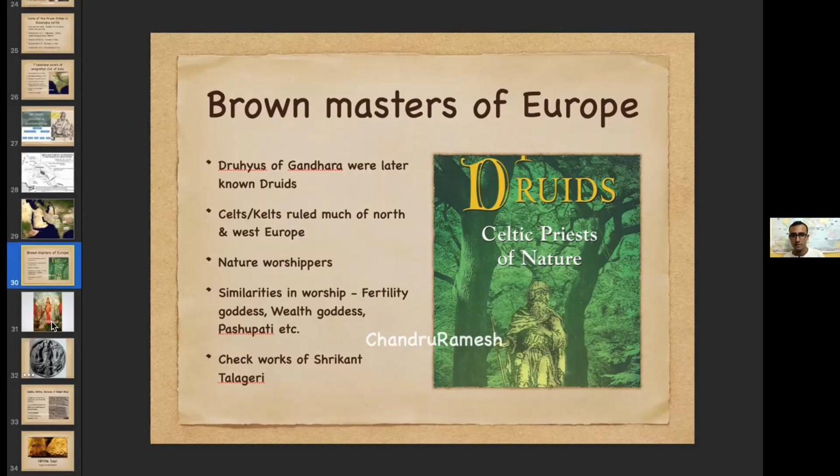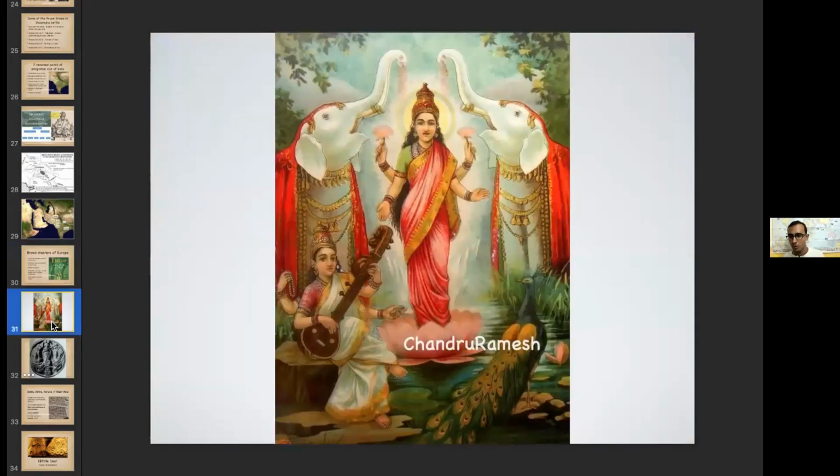They had this Pashupati worship. They had the wealth goddesses, which is Lakshmi, etc. The point here is that you can see even the name similarity: Druhyu, Druid. It's quite similar. So what we can see is that the movement of people is clearly from the Indian subcontinent to the rest of the world. One evidence which you can see here, this is not a Druhyu evidence, this is just a portrait of Lakshmi Devi.